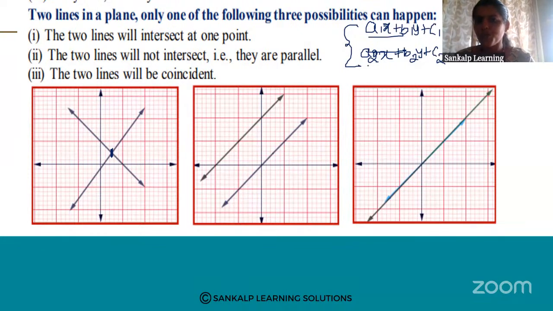When you plot a graph for these two equations, then you will get three chances there. That means there are three possibilities. That means the two lines will intersect.